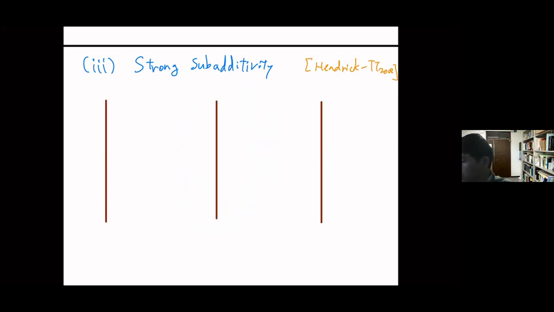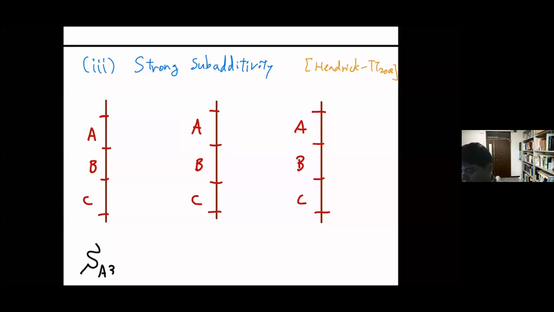Okay. So we talk about subsystems A, B, C, a tripartite system, ABC. You can add the extra space, that's fine. Originally, if we talk about entanglement entropy, we talk about S_AB plus S_BC. This is a starting point.